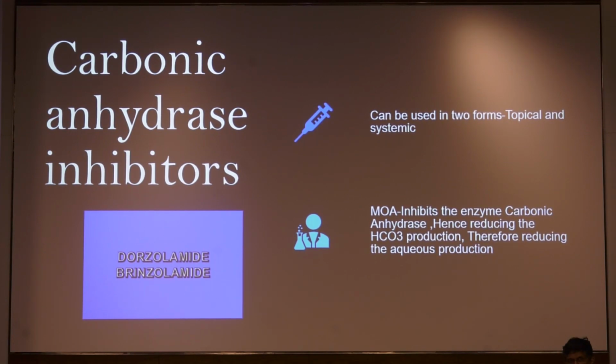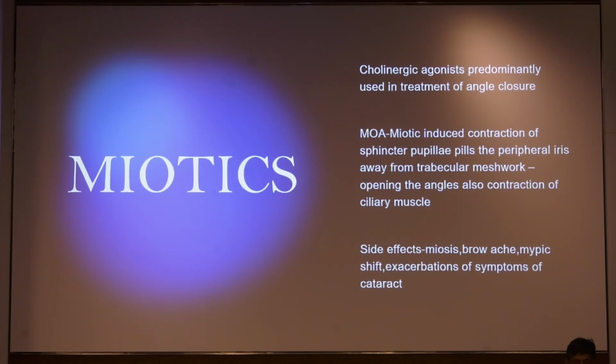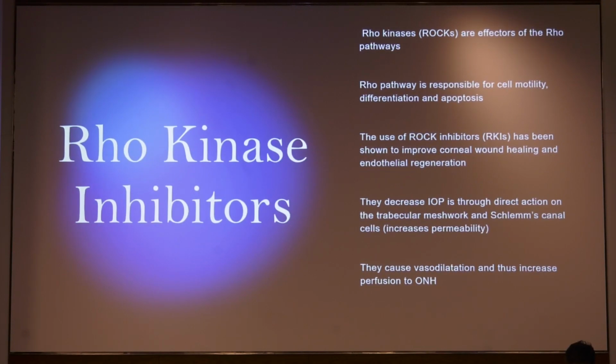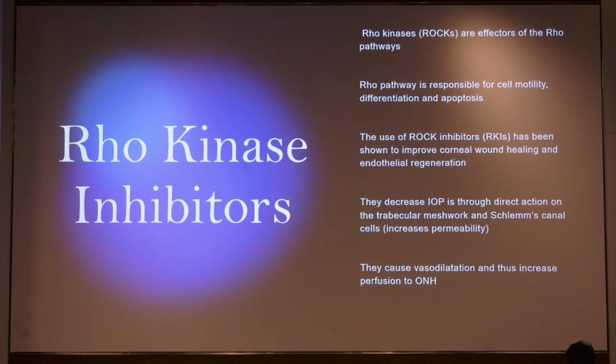Dorzolamide, brinzolamide show very good results. Osmotic agents only for acute purposes. Miotics, thankfully we are getting pilocarpine now from today onwards. And Rho kinase inhibitors are very good drugs now available to us. These are basically the effectors of Rho pathways. Rho pathways are responsible for cell motility, differentiation, and apoptosis. So to prevent this apoptosis, these Rho kinase inhibitors are there, and they have shown very good results in corneal wound healing also. In glaucoma, they have a direct action on the trabecular meshwork and Schlemm's canal.